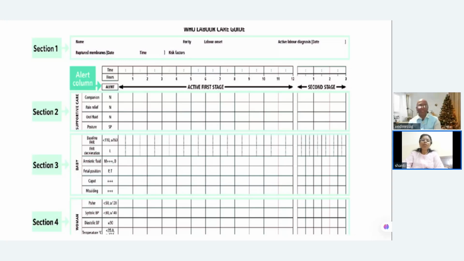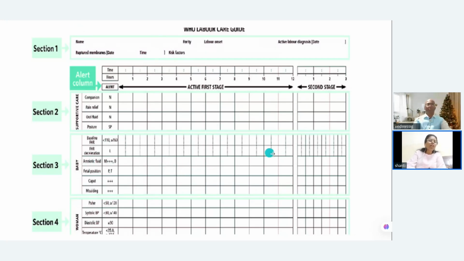Yeah, so John, now you are doing very well and you are a very quick learner. Coming to the second one, we have got the support. In that we have to see whether the patient is having any birth attendant, how the pain management is, whether she is taking oral fluid, and what the posture is, whether she is mobile or supine. So these are the second section.